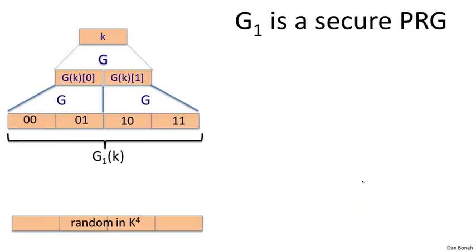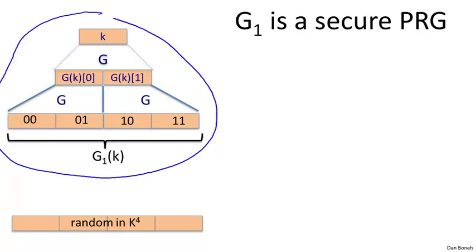Let's do a quick proof of this. We'll just do a simple proof by pictures. Here's our generator that we want to prove is secure. What that means is we want to argue that this distribution is indistinguishable from a random 4-tuple in K to the 4th. Our goal is to prove that these 2 are indistinguishable. Let's do it one step at a time. We know that the generator is a secure generator.